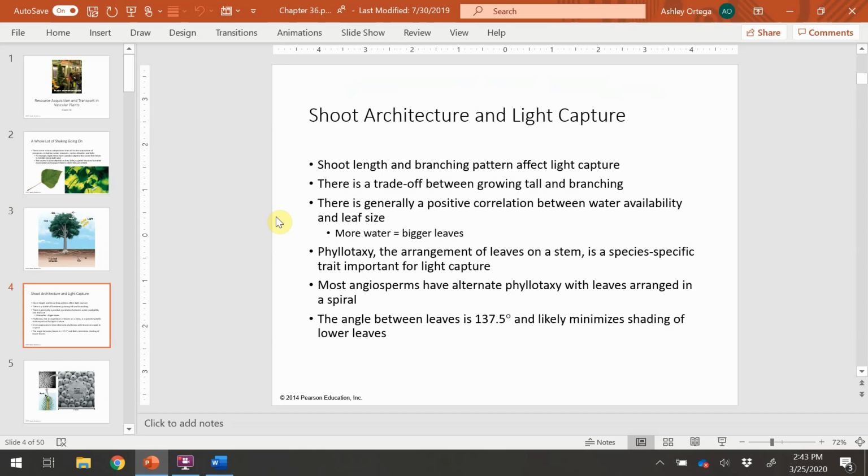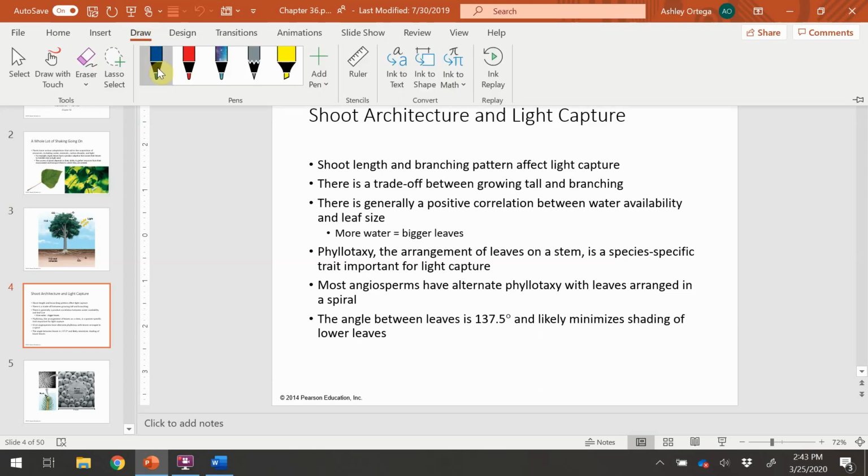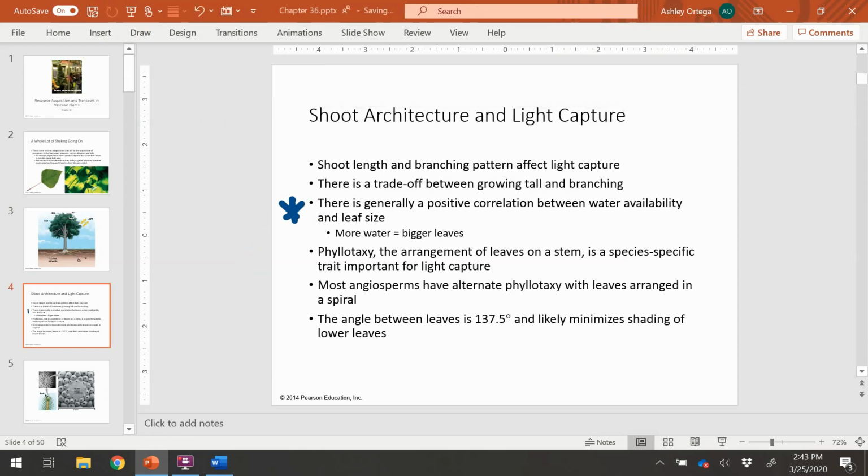There's also a positive correlation between the water availability and leaf size. We want to know that in general, more water in the environment equals larger leaves. So in those tropical regions, you see very large leaves, and that is because of the presence of water. And so here and here, these are things you want to know.